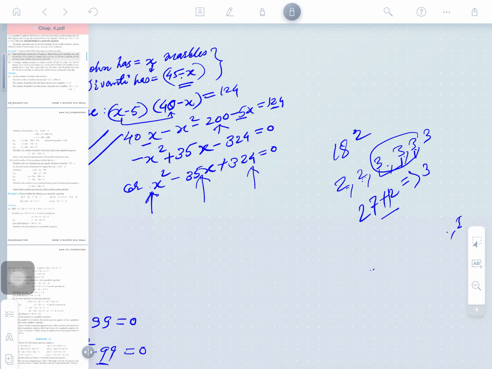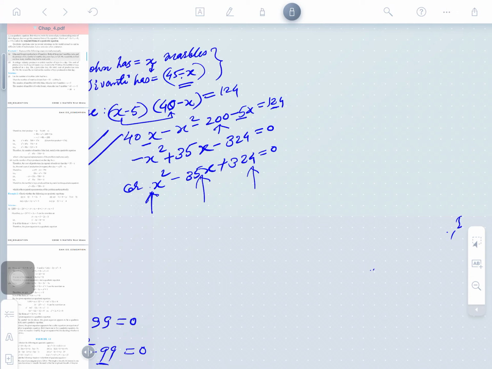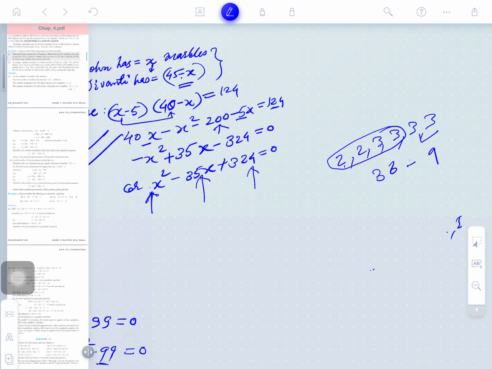Is it possible to write? Obviously no. Again 35 is to come here. So 2 2 3 3 3 3. Suppose these all together: 3 3s are 9, 9 4s are 36, and 3 then 9. Their sum is 45. 45 is coming.